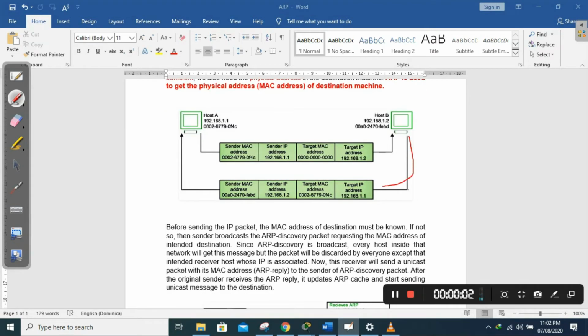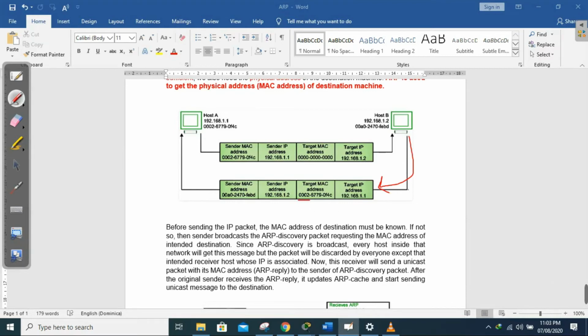When this response is going, you can see that this field is not empty anymore. There is something in this field. But don't get confused, because you can see that this target MAC address is matching this initial source MAC address.